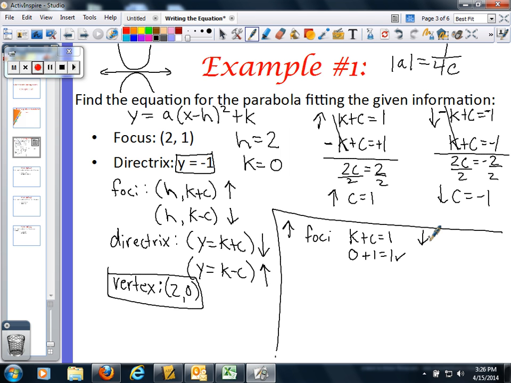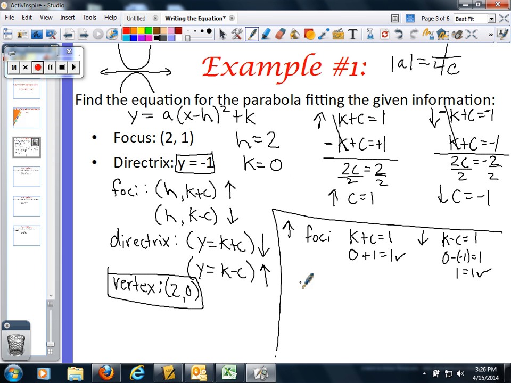Let's check down. If it goes down, then it's going to end up working out that it would be k minus c equals 1. So this would be 0 minus negative 1 equals 1. So you get 1 equals 1. So that checks. Okay? Now let's try the directrix.